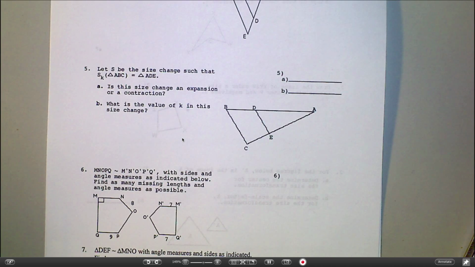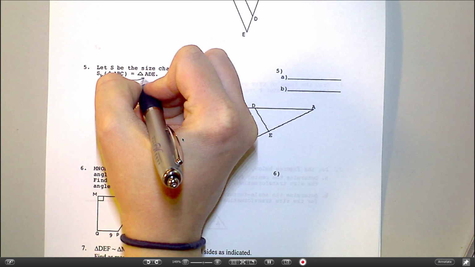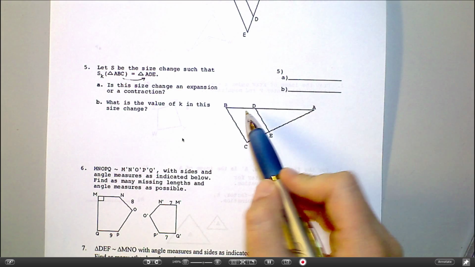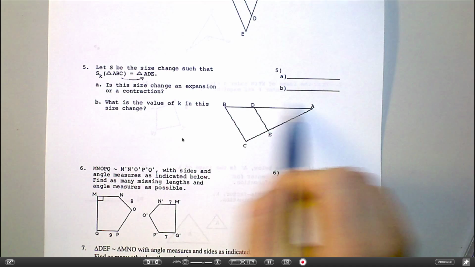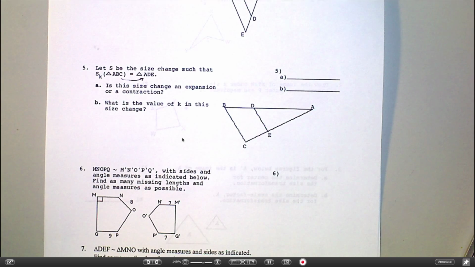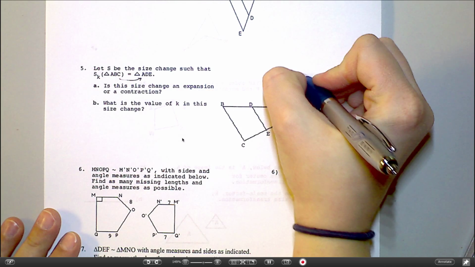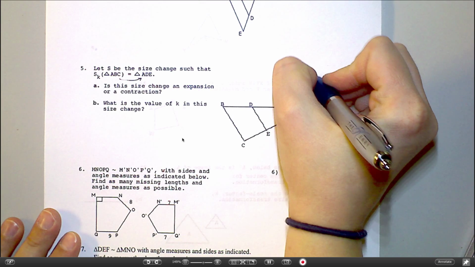Let S be the size change such that S of K of ABC is equal to ADE. So the direction is important here. We are changing from ABC to ADE, which means that this big outside triangle, ABC, is becoming this inside triangle. So looking at that change, is that an expansion or a contraction? That's a contraction.